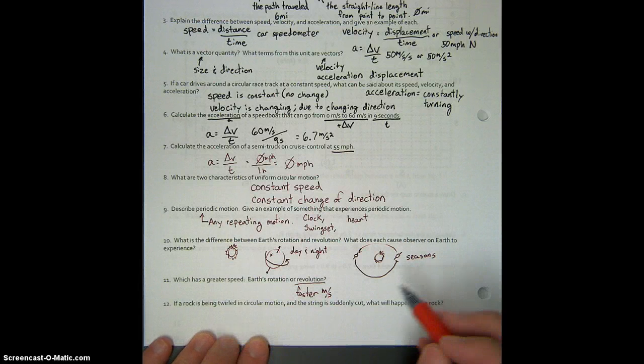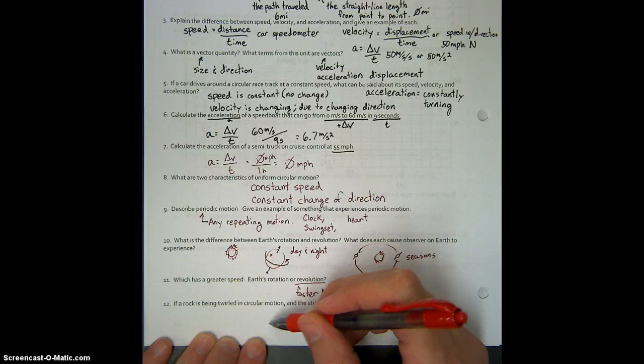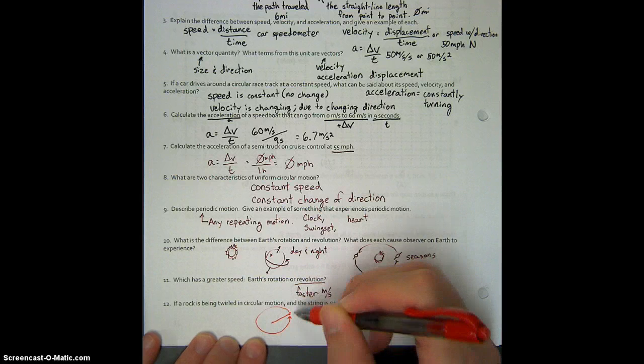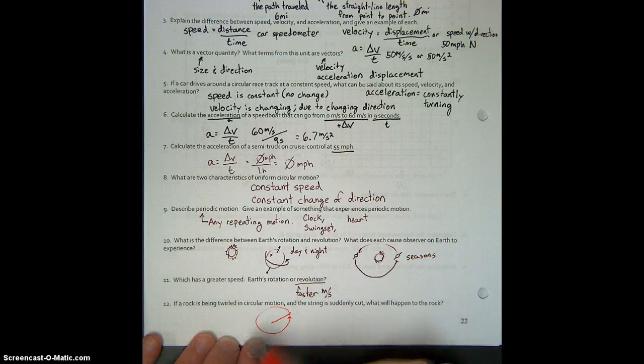If a rock is being twirled in circular motion, so you're in the backyard and you've got a string, a little rock on the string, and it's spinning around. Everybody wants a rock to wind a piece of string around. And you're spinning it around there, and suddenly the string is cut. So it's going along in its motion, and boom. What will happen to the rock?